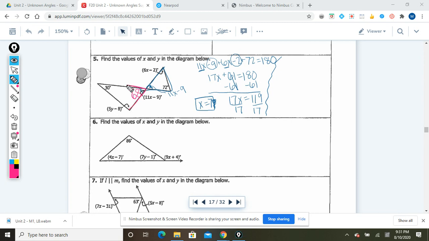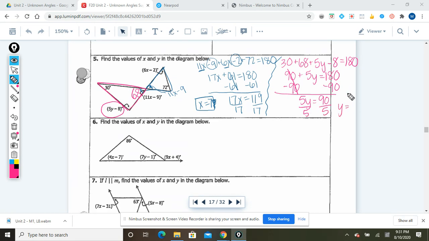So now I can write another equation with 30, 68, and this, and add them all equal to 180. So 30 plus 68 plus 5y minus 8 should all add up to 180. So 30 plus 68 is 98, minus 8 is just 90, plus 5y should equal 180. Subtract 90, subtract 90. I get 5y equals 90. Divide by 5, divide by 5, and I get y equals 18.